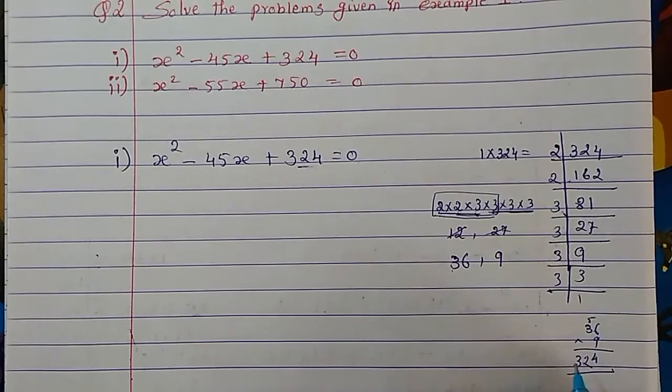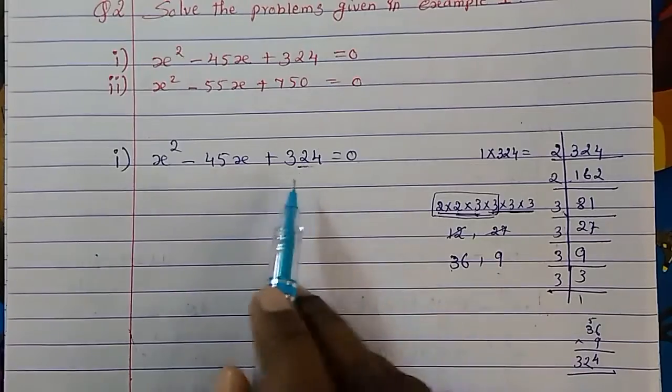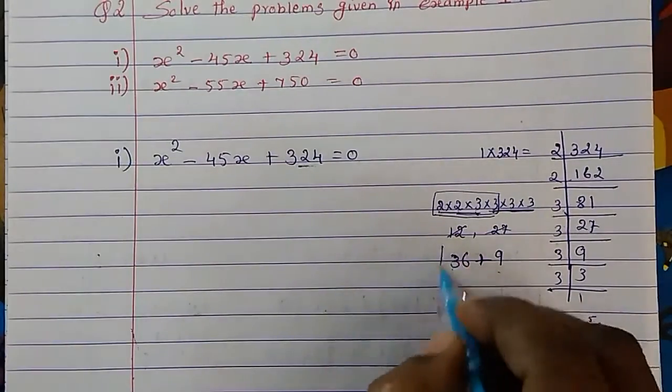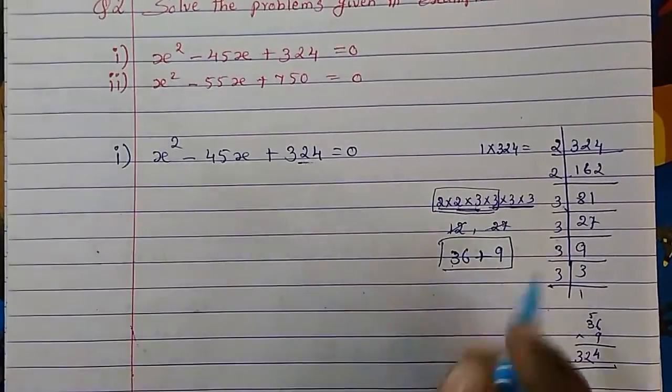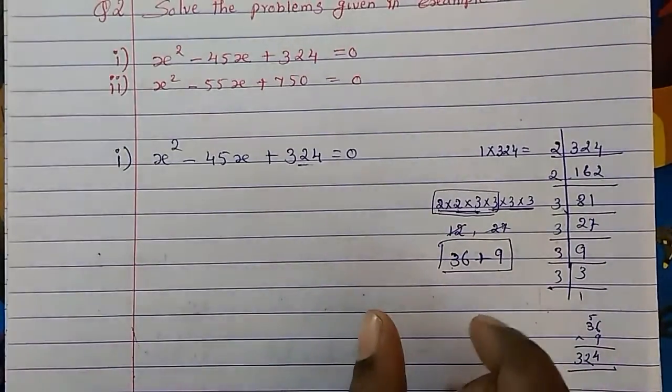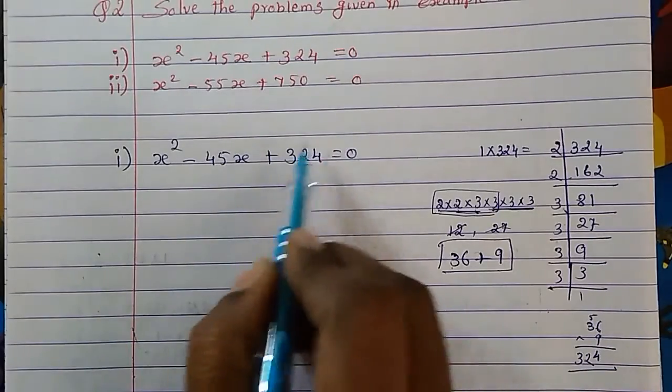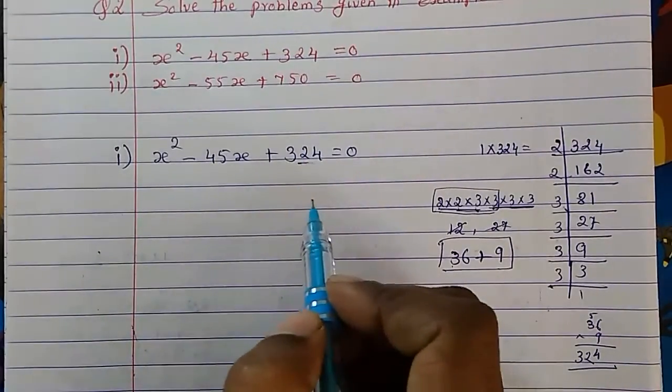By multiplying we are getting the last number, and by adding we are getting 45. So let's take only this pair. That's how you have to find any two numbers. By adding or subtracting we should get the middle term, and by multiplying we should get the last term. That's the way you have to check it.